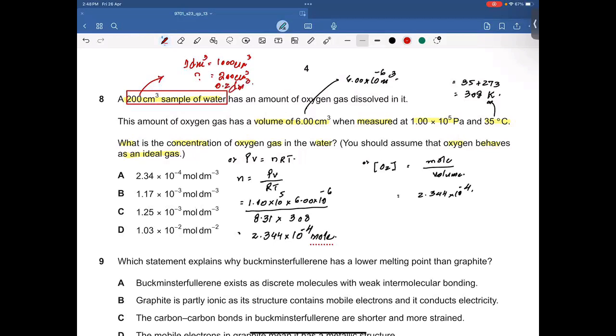So let me divide by 0.2 dm cube here. So the concentration of oxygen is going to be 2.344 exponent minus 4 divided by 0.2. So it's 1.172 times 10 to the power minus 3 mole per dm cube. Is there any option given? Yes. The right answer is going to be B.